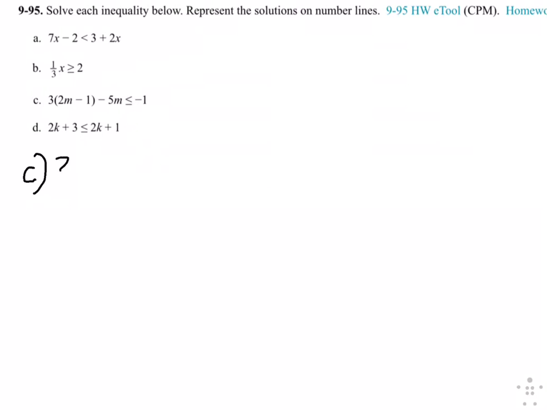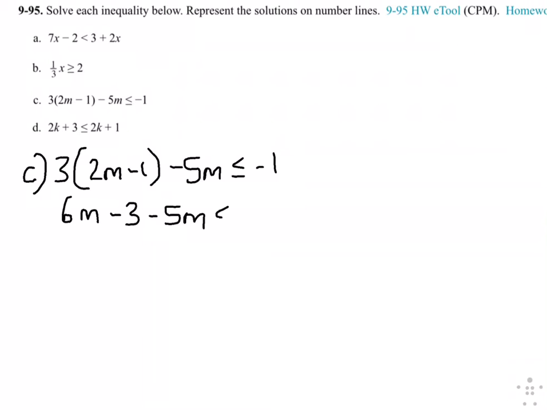C, we have 3 times 2m minus 1 minus 5m less than or equal to -1. Okay, we'll distribute first. 6m minus 3 minus 5m less than or equal to -1. Notice on each step I only do one thing. Don't try to combine, right? It's not worth it. So here we have 6m and -5m. That's 1m, or m, minus 3 less than or equal to -1. We add 3 to both sides, and we get m is less than or equal to 2.